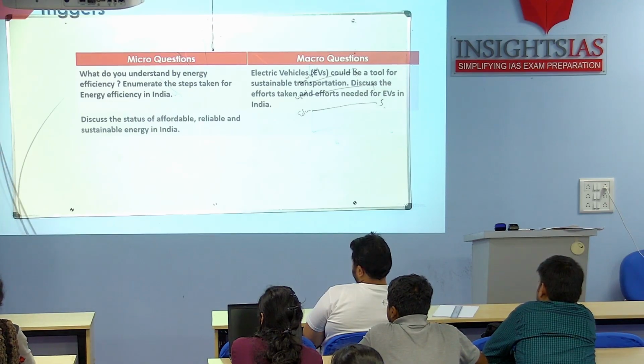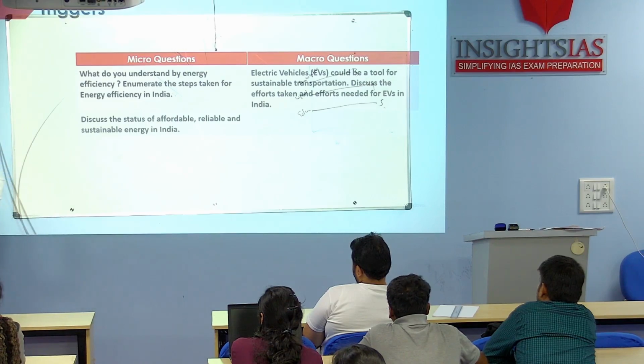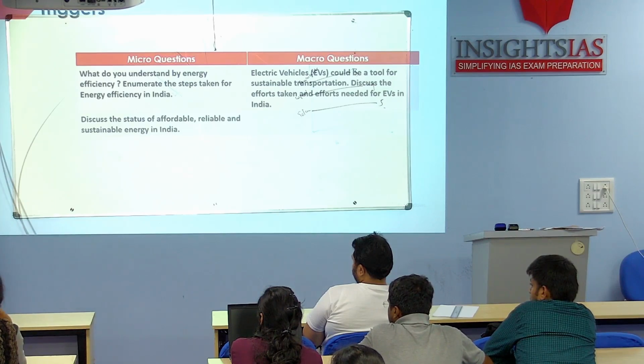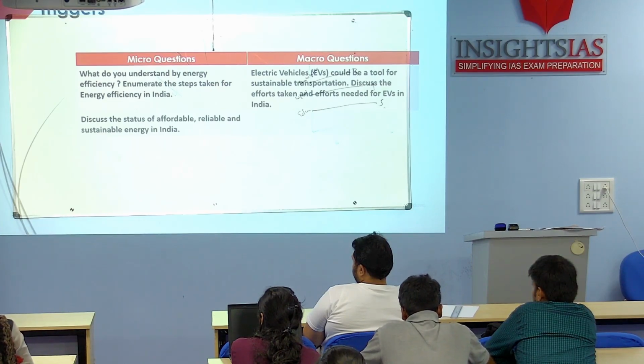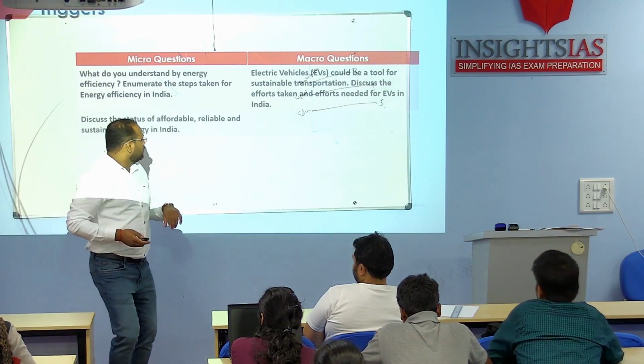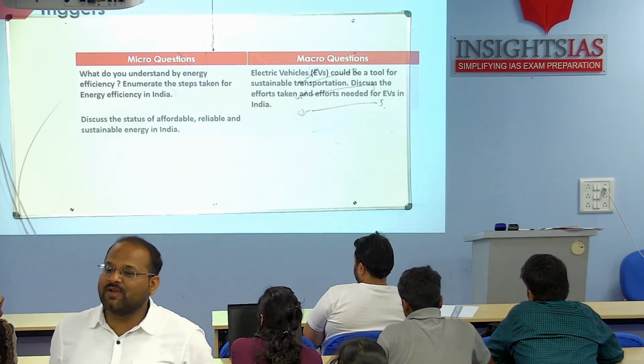So you said that India shares 2% of the world's land, 18% of population. So we need, and secondly, the transportation sector is second highest in emissions after industry. Road is 90%. So it is more sustainable for increasing transportation, the quality and then discuss the efforts taken.